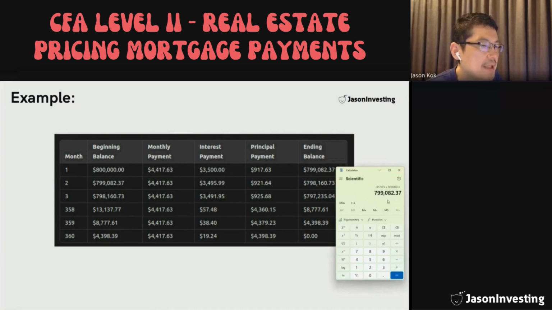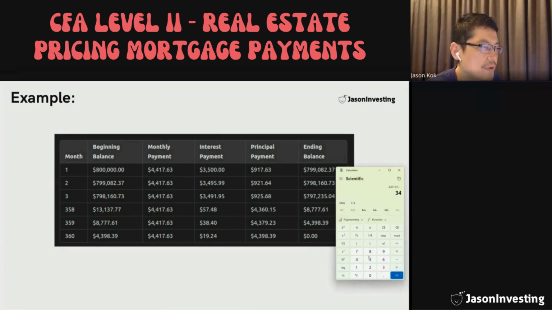Now, because you're calculating the interest on a smaller principal, your interest payment will decrease. We will see how this is done. 0.0525 divided by 12. This gives you a new interest payment of 3,495. This is the one here. The main thing you need to note is that the interest payment actually went down because you are applying the same interest rate on a reduced principal. So you get the principal repayment part, right?